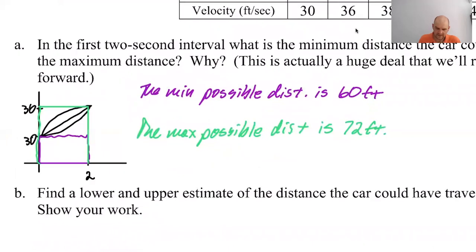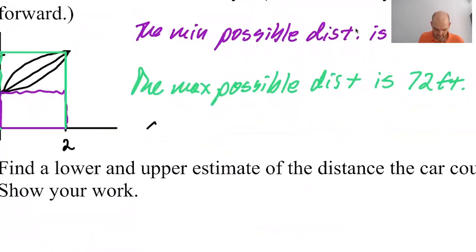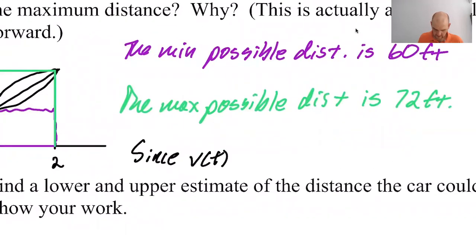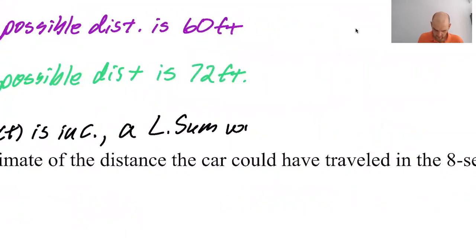Okay, so now we want to give a reason for this. So I'm going to say, since v of t is increasing, a left sum, which you can abbreviate that way, that's pretty much fine, will underestimate, and a right sum will overestimate.